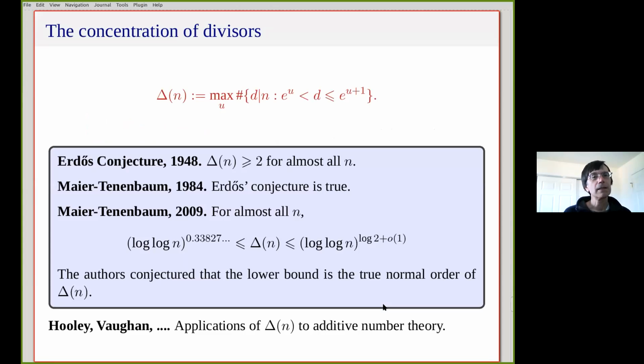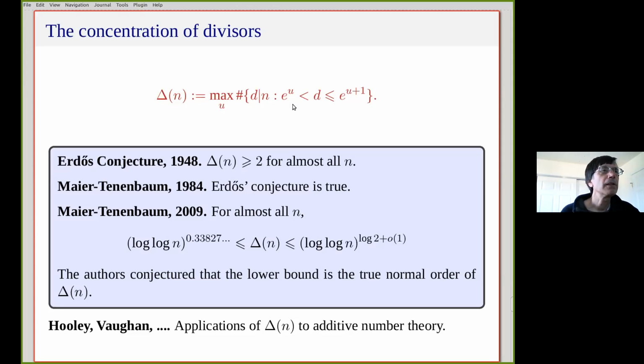In the last few minutes of the talk, I'll mention this joint work I have with Dimitris and Ben Green. This is the subject of Dimitris's talk back in October. We're looking at this concentration function called delta, the delta function. I look at any dyadic or semi-dyadic interval, and I want to count the maximum number of divisors that appear in any such interval.